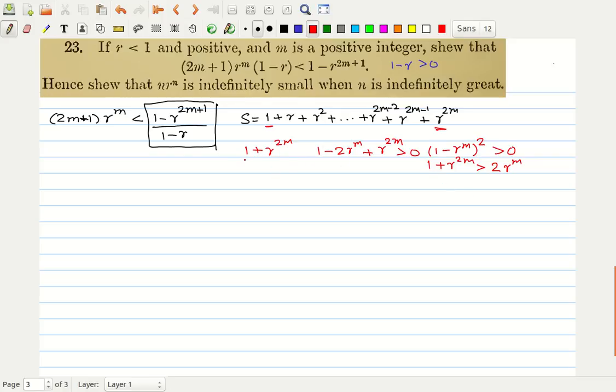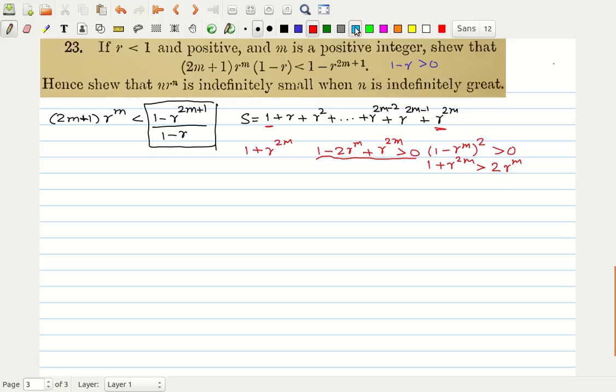All I have done is I have this expression 1 plus r to the power 2m. Now I am considering this expression 1 minus 2 r to the power m plus r to the power 2m. I know that I can write it as 1 minus r to the power m square. This being a square is always going to be greater than 0. So we know that this expression is always going to be greater than 0. And if this expression is greater than 0, we know that 1 plus r to the power 2m is greater than 2 times r to the power m.